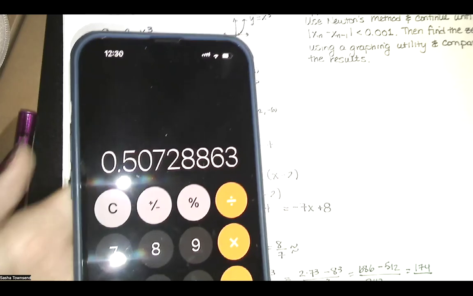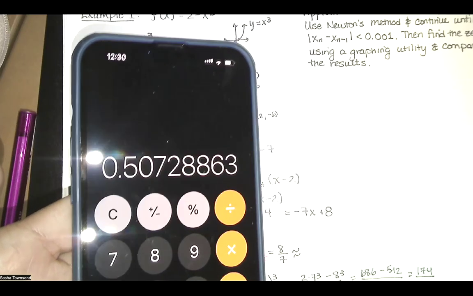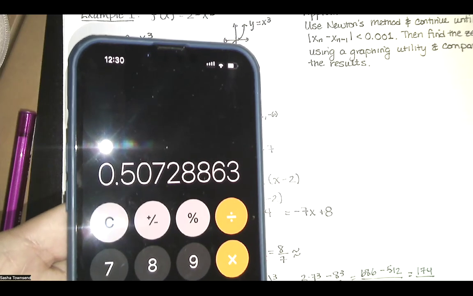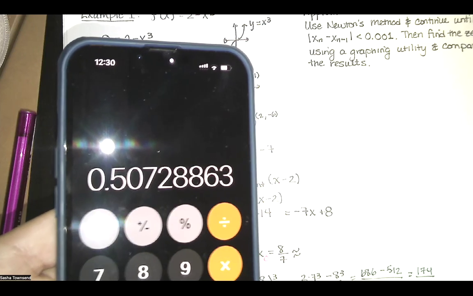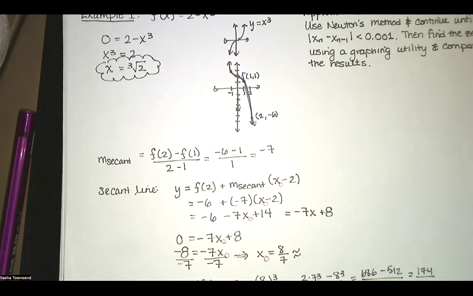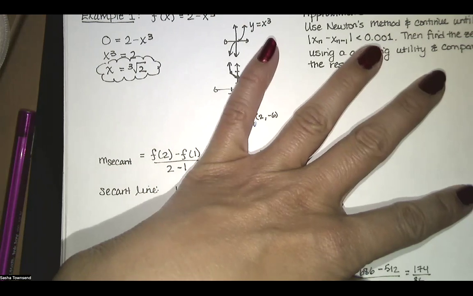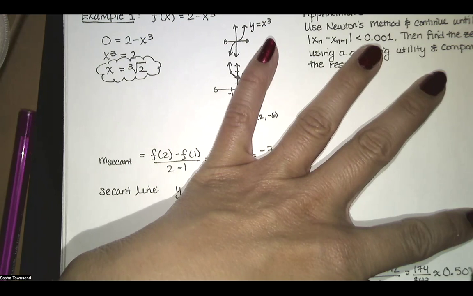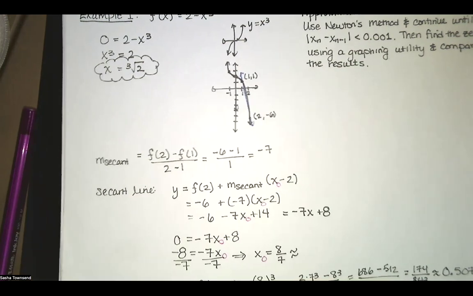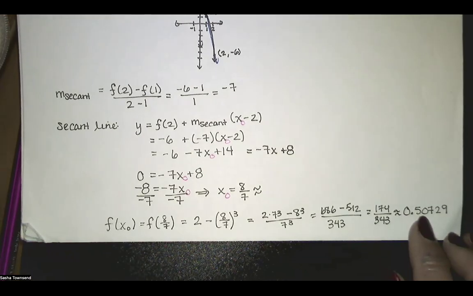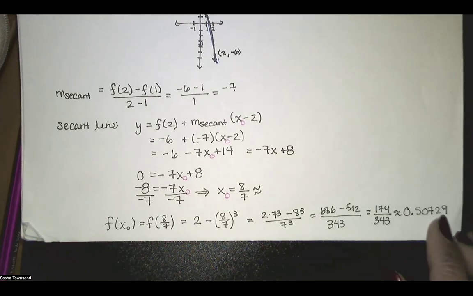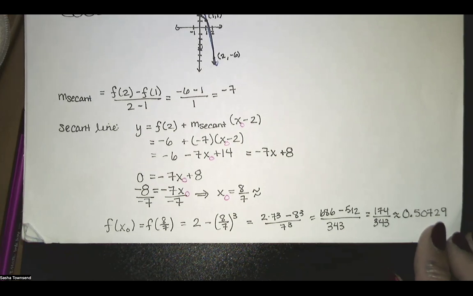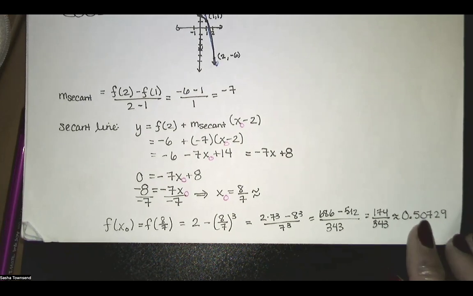With the calculator on my phone, I get 0.50728. So x is approximately 0.5072, and then I'll just estimate that to be 0.50729 approximately, out to the 5th decimal place. So that is our y value there.